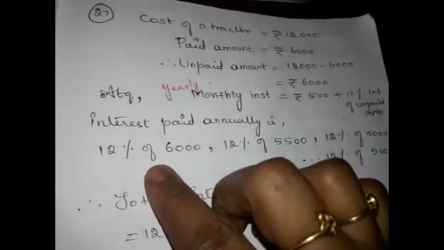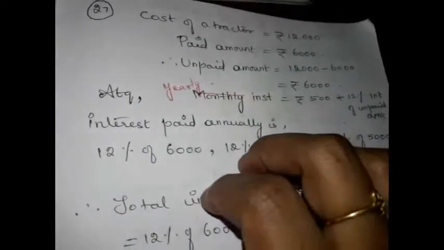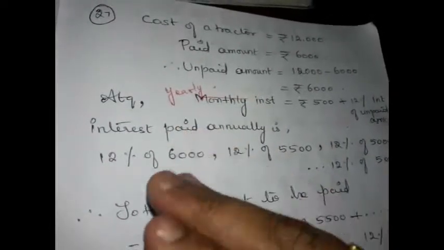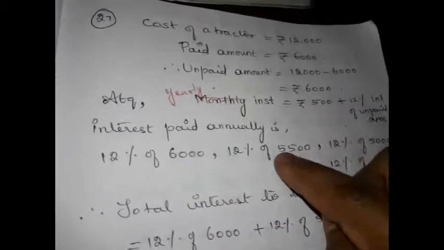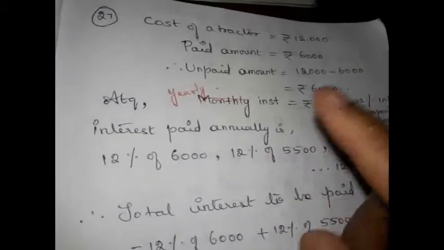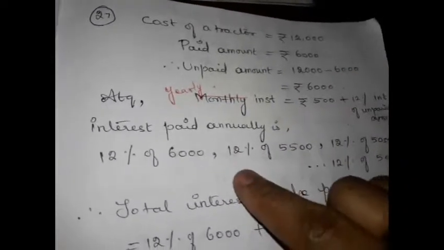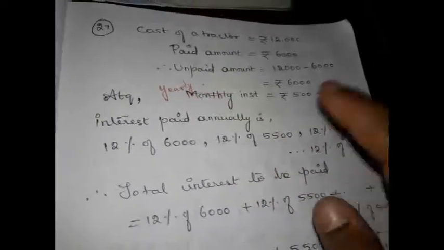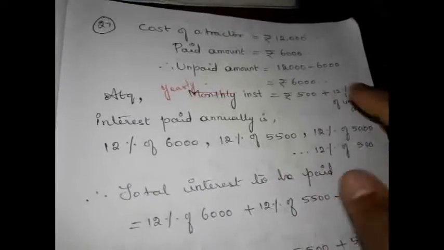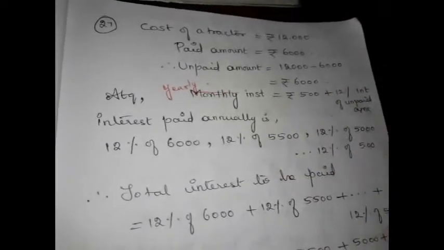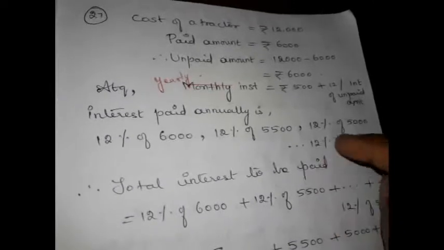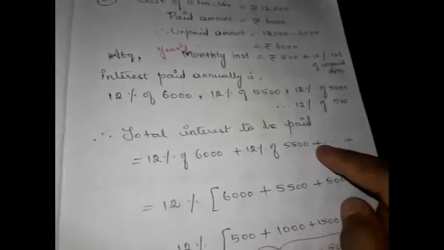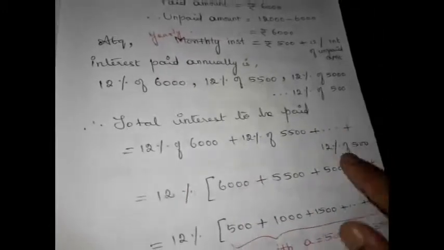So the first year the interest he will pay is 12% of 6,000. The next year he might have paid 500 this year, so 500 will get reduced from his unpaid amount. It will become 5,500. So the next year he will pay 12% of 5,500. The very next year again he might have paid 500, so it will become 5,000 now. So 12% of 5,000. Likewise till he reaches 500. So what will be the total interest he paid? Sum of all these.